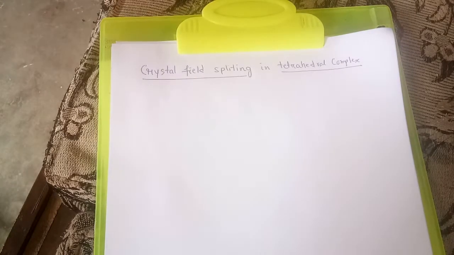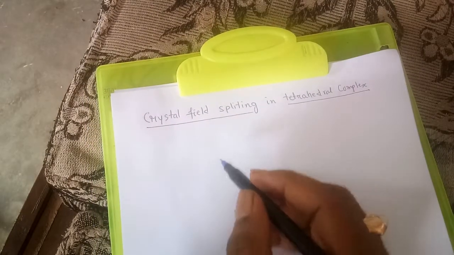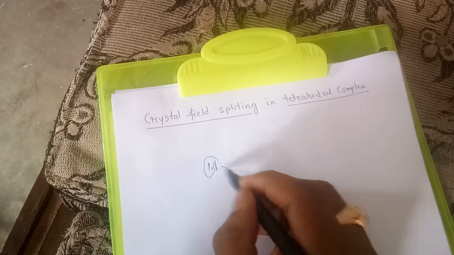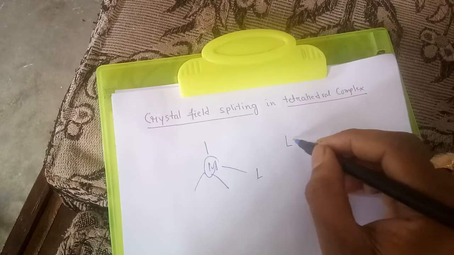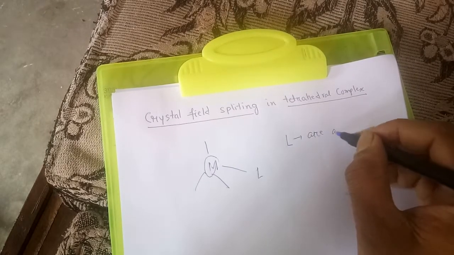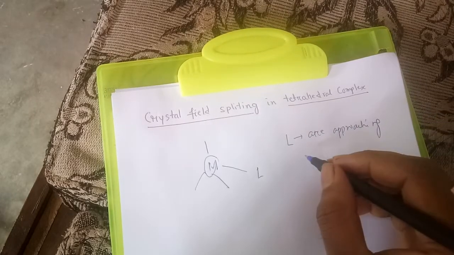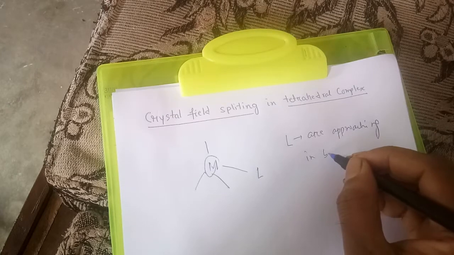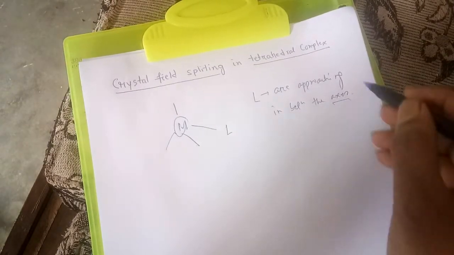Today we are doing crystal field splitting in tetrahedral complexes. So in a tetrahedral complex, the metal is here. First of all, the ligands are approaching in between the axis.